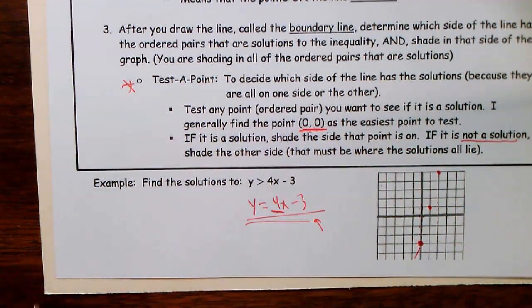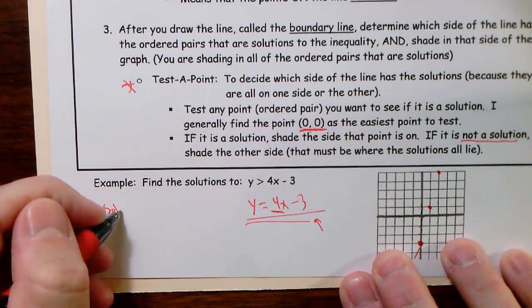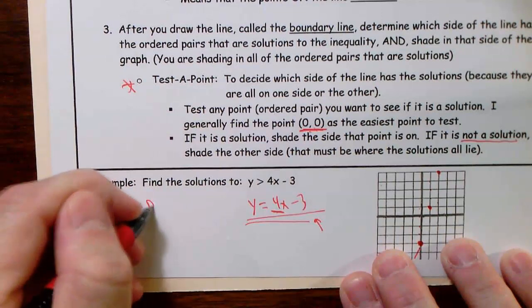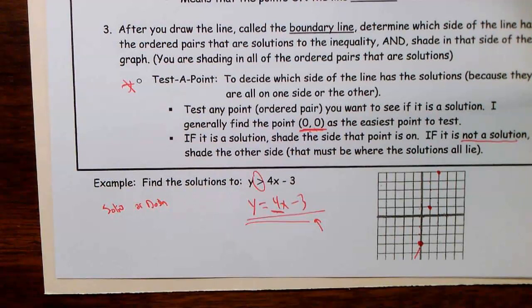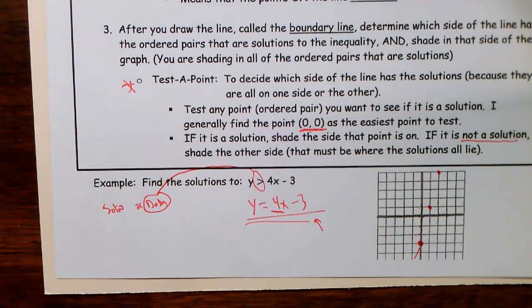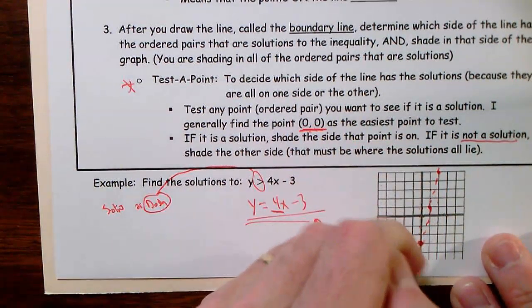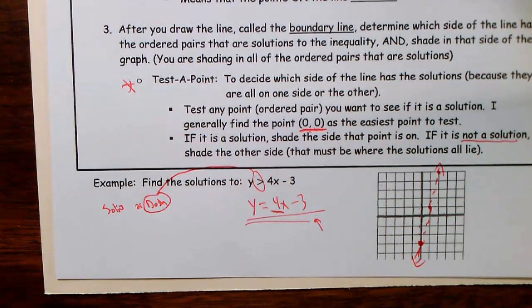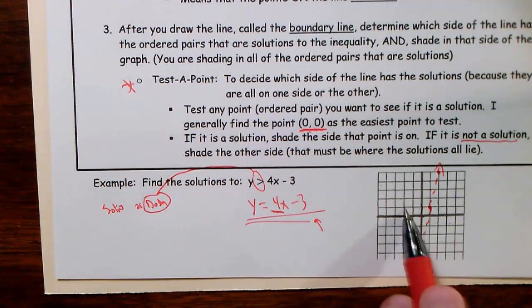Oops, don't draw the line yet, right? Before I draw the line, should I make it solid or dashed? Well, because this has a greater than and not an or equal to, that of course tells me that it's a dashed line. So when I draw this line, I make it a dashed line like that. And then the other thing I do is I'm going to test a point to see which side of this line has the answers on it.